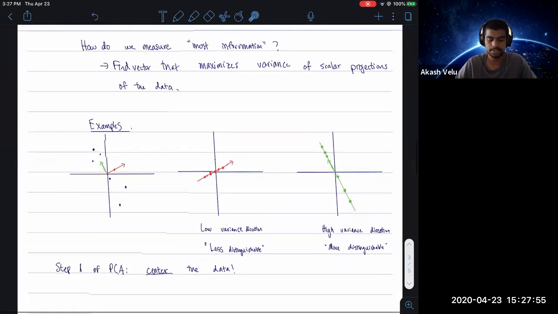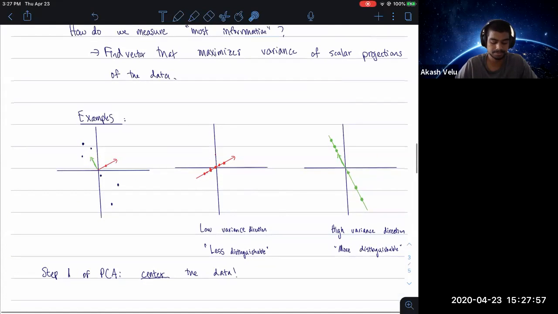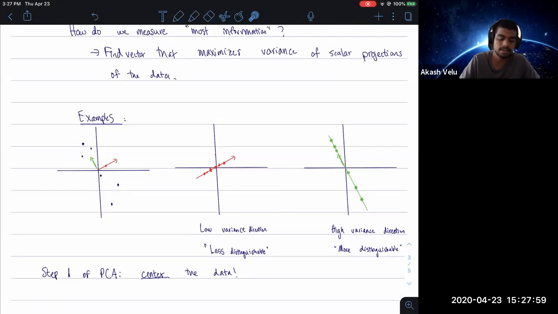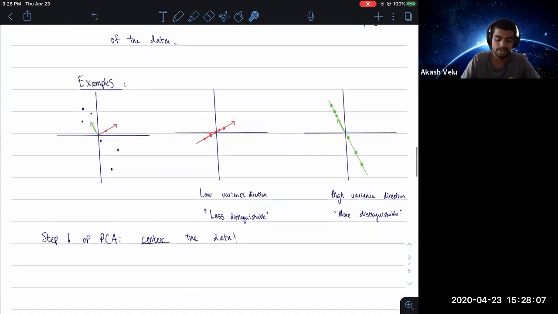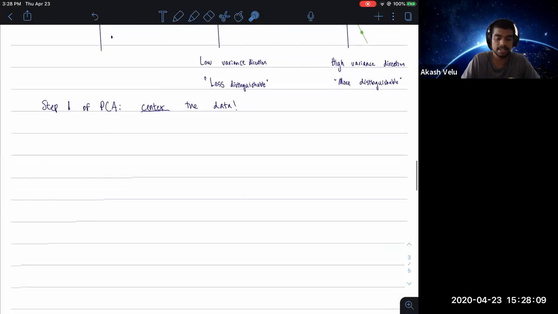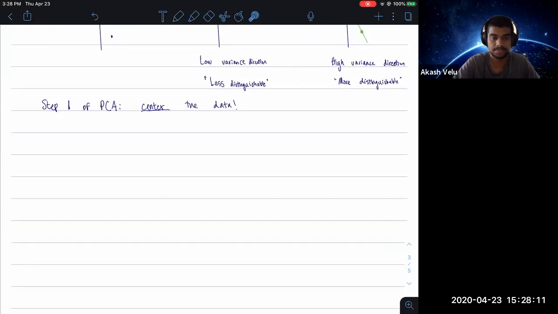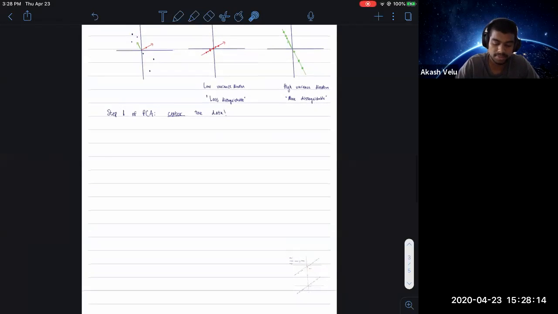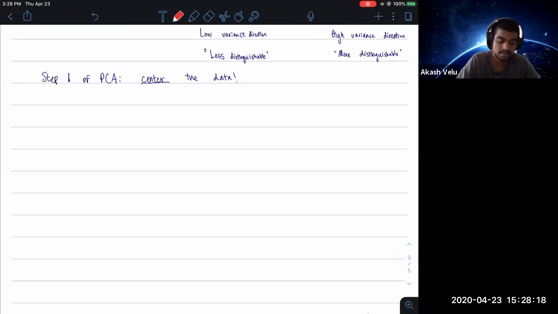Okay, so let's actually get into what we do in PCA. Again, keep in mind that the overall picture is that we're trying to find the vector that maximizes the variance of scalar projections. Okay, so step 1 of PCA is to center the data. All right, what do we mean by center? Centering means, let me write this down.